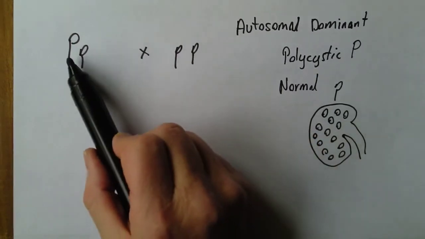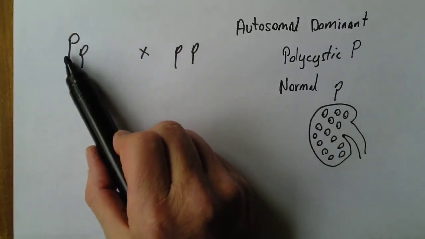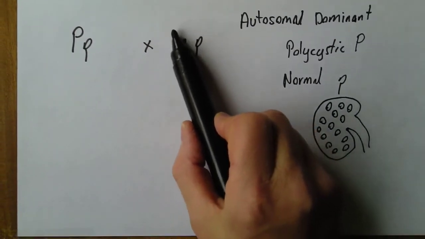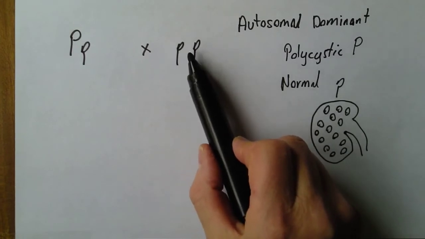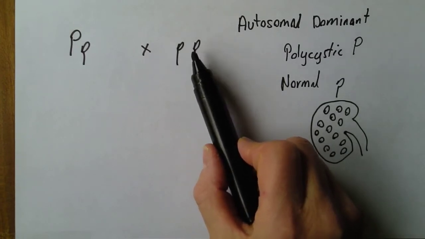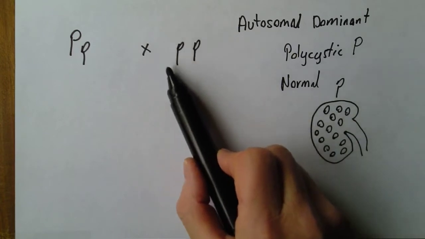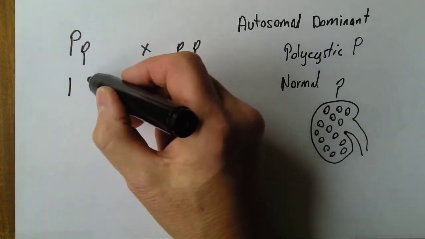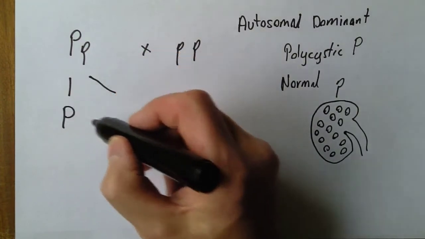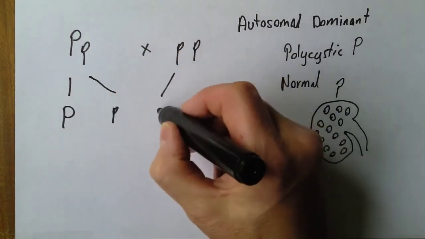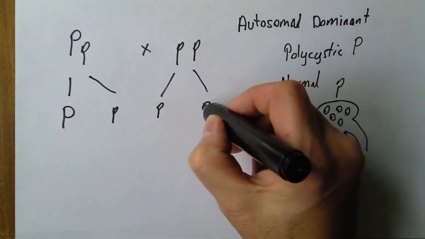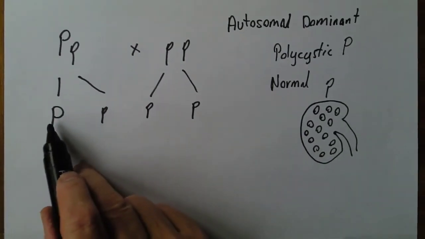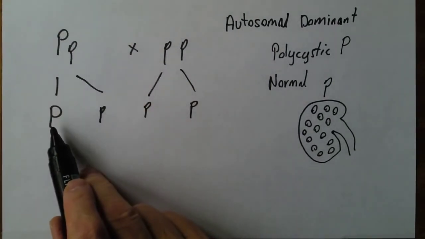Because remember, the dominant gene will be expressed if present. A recessive gene will only be expressed in the absence of a dominant gene. And in this case, the disease condition is dominant. So to be phenotypically normal, we need two copies of the recessive normal gene. Formation of gametes, as we would expect, large p, small p, small p, small p. So there's a 50% chance that any of the gametes in the affected person will be carrying the disease state.